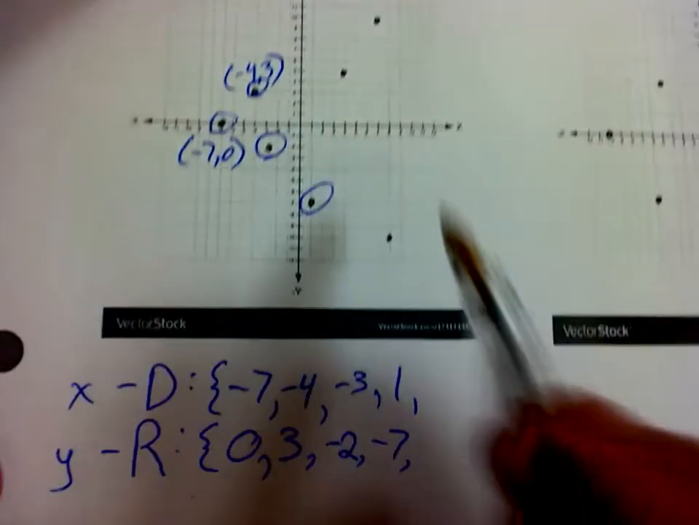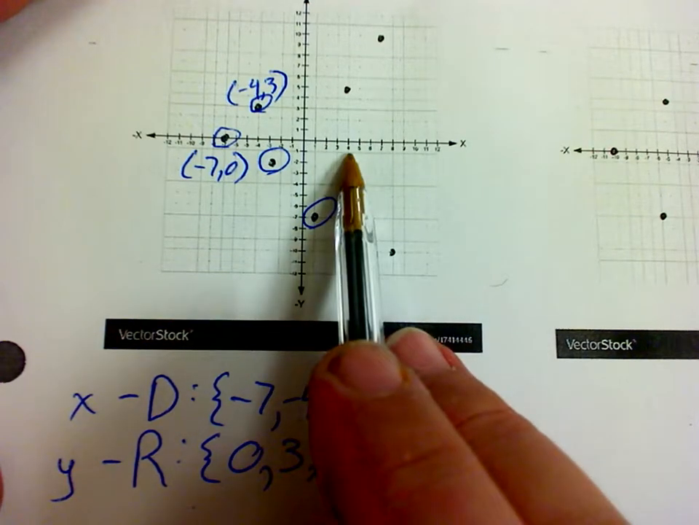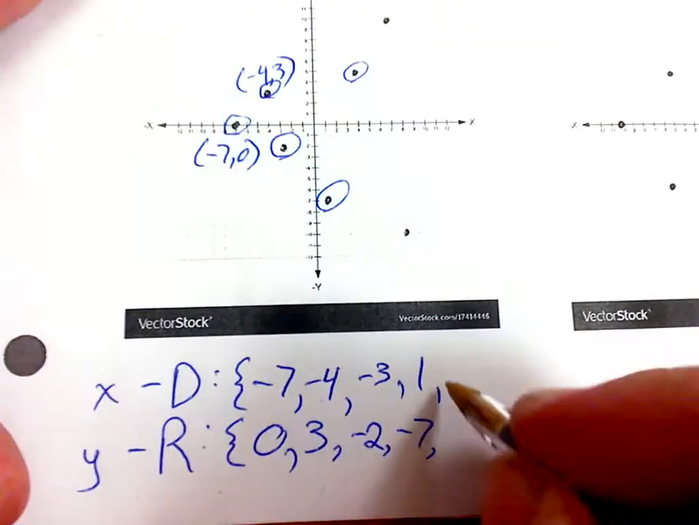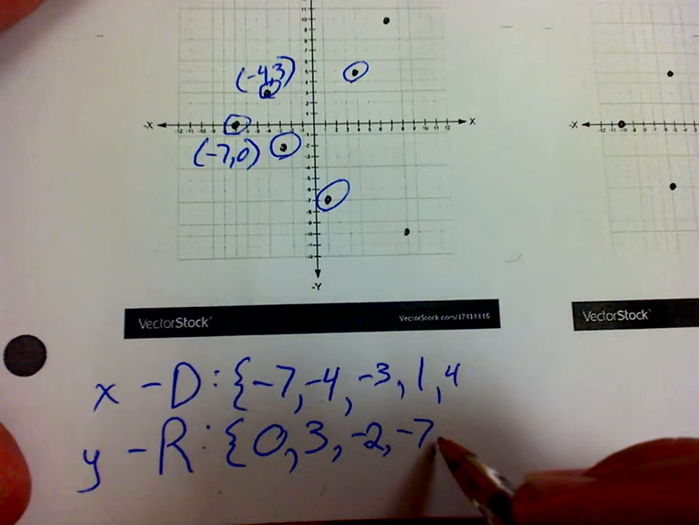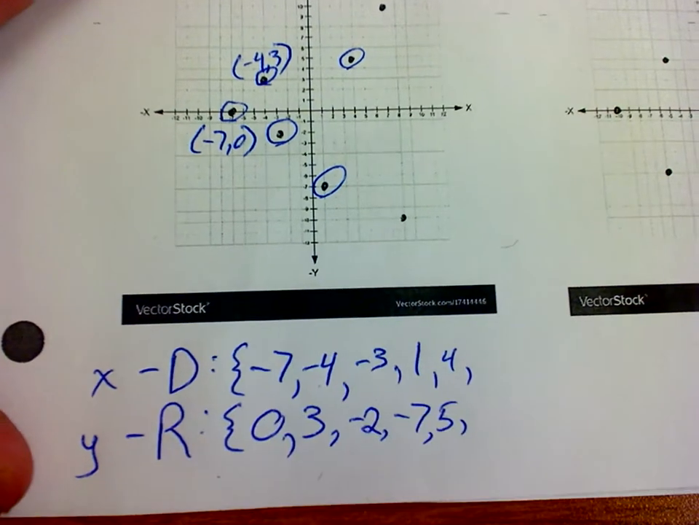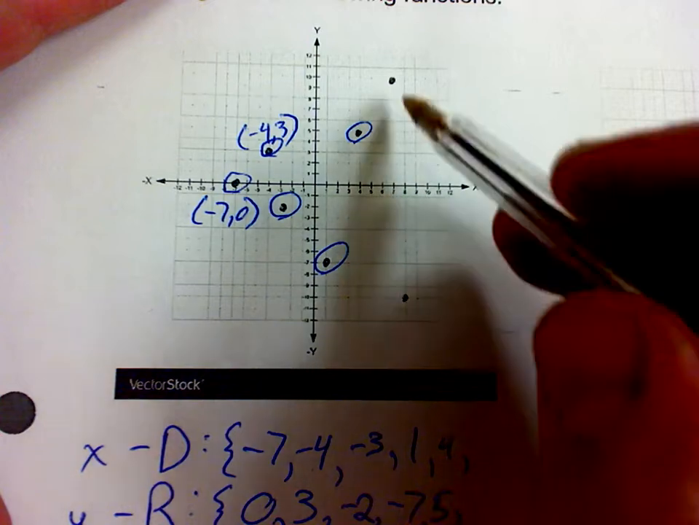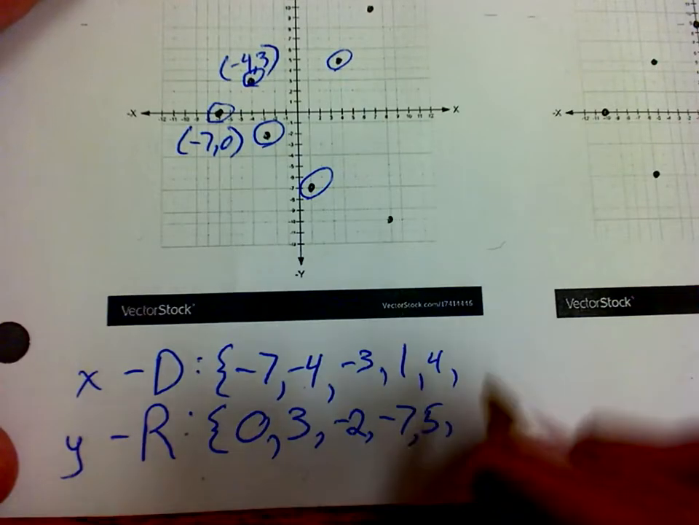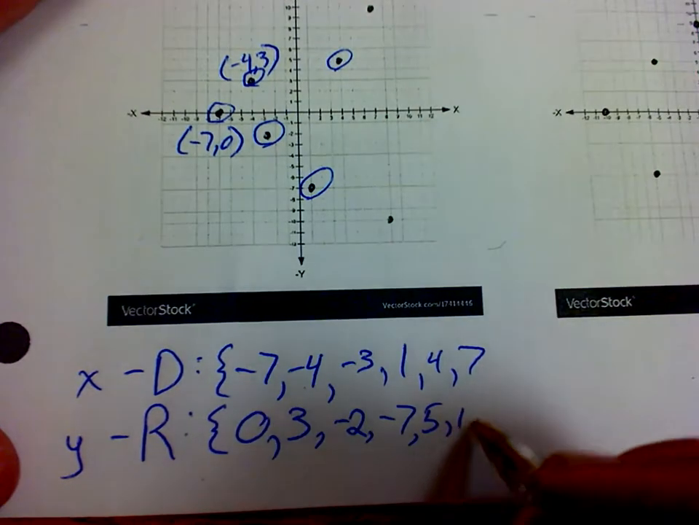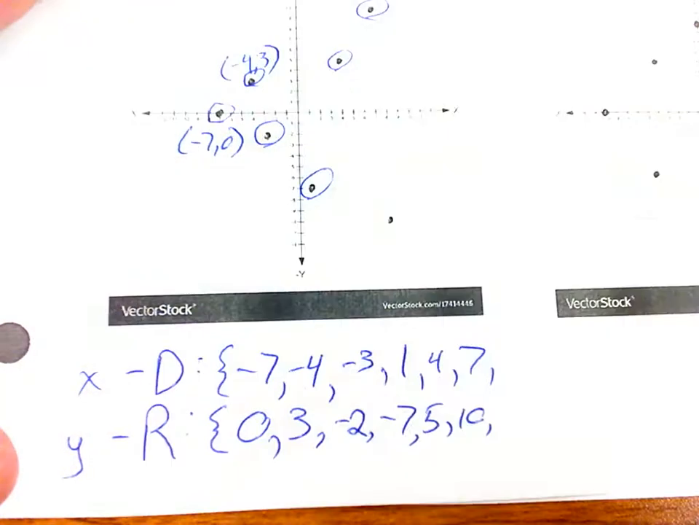So we're just going to keep on going here to the next point, which is located at 4, 5 right there. 4 for the x coordinate, 5 for the y coordinate. This one way up here is at 7, 10. There's no 7s there, so we write it. There's no 10s down here, so we write it.